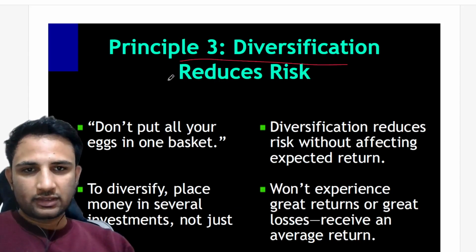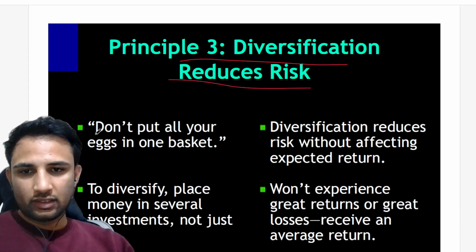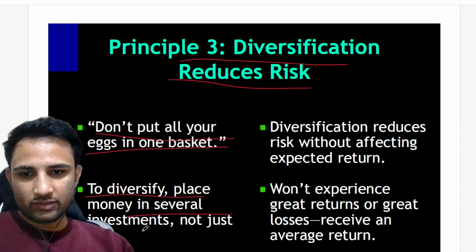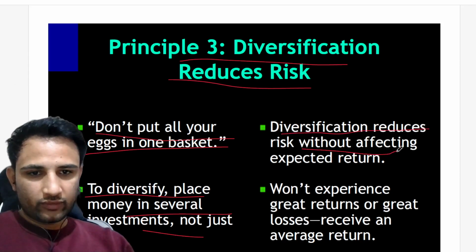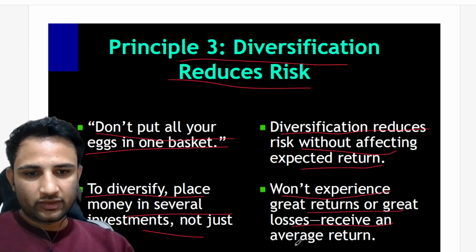Principle three is diversification reduces risk. Don't put all your eggs in one basket. To diversify, place money in several investments, not just one. Diversification reduces risk without affecting expected return. You wouldn't experience great returns or great losses, you receive an average return.